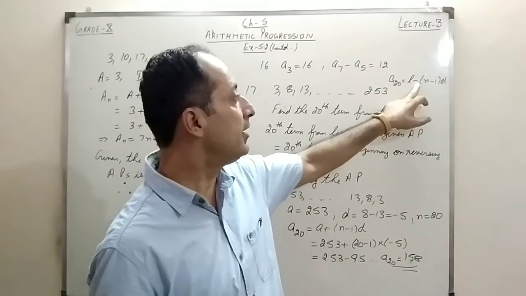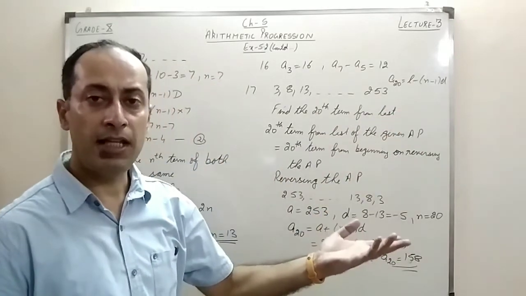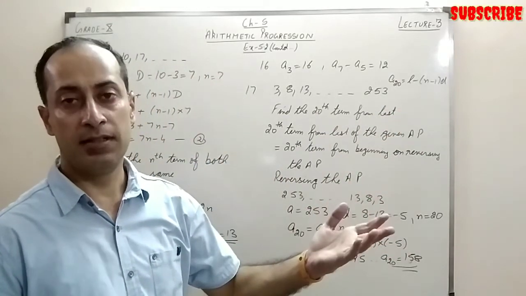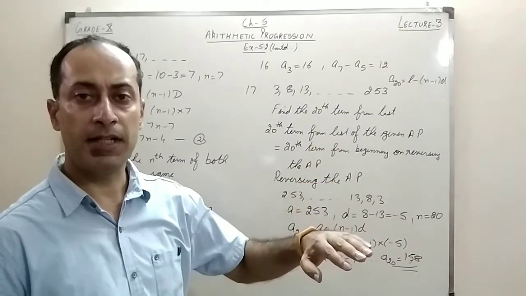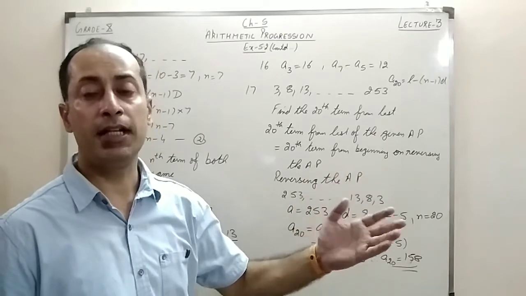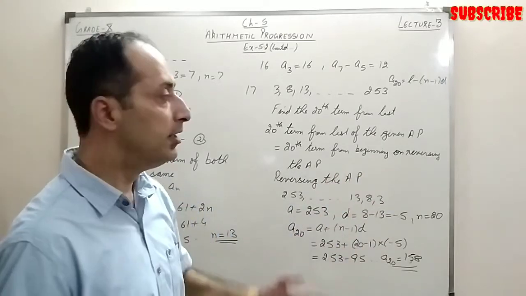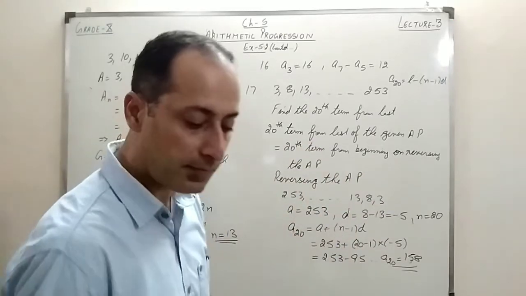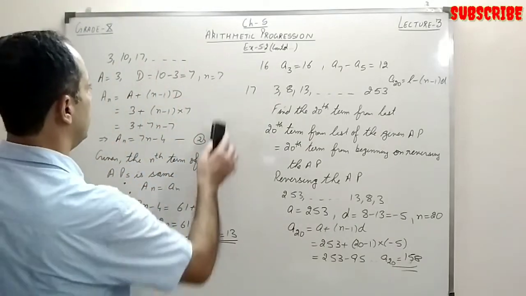Why have I written minus? Because when we reverse the AP, the value of D changes. Initially it was positive, now it has become negative. If initially it had been negative, then it would have become a positive value, right? So that is the difference. Right? So this was about the 17th question.